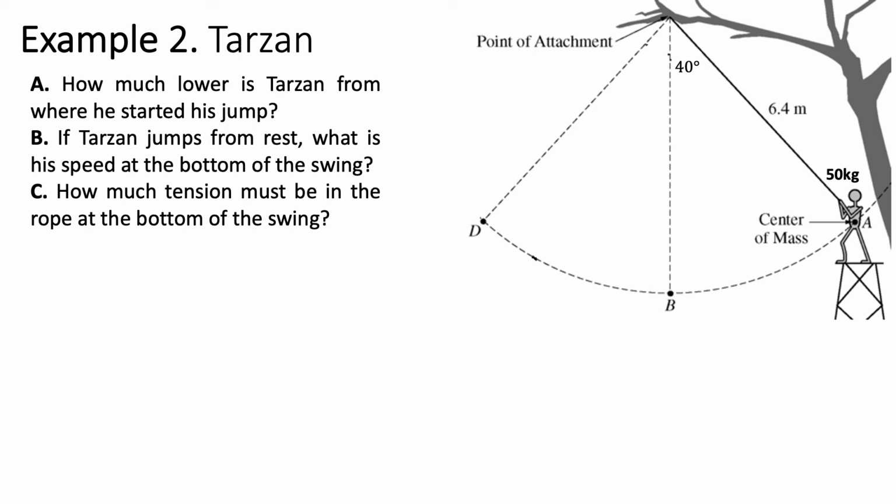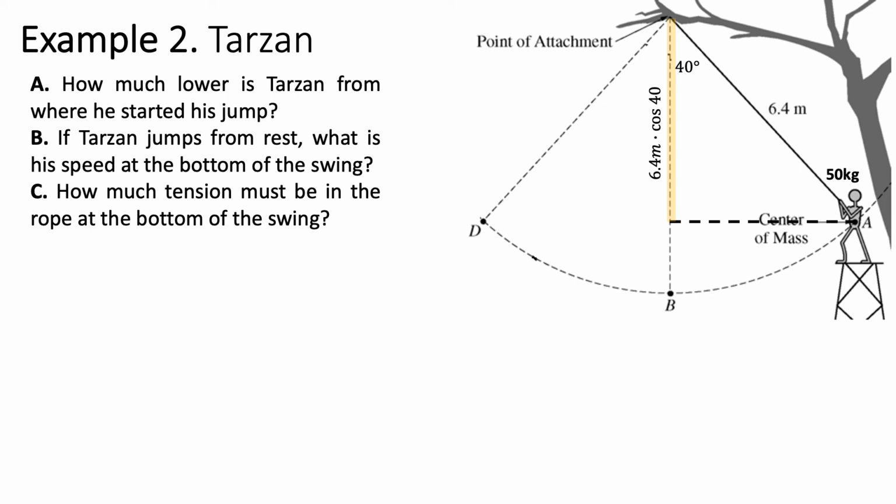Welcome back. Okay, so let's answer question A, which is how much lower is Tarzan from where he started his jump? Now to do this, we don't need physics. We only need geometry. If I draw a line here, you can see that we have a right triangle at the top there. And this side of the triangle is the cosine of that angle.